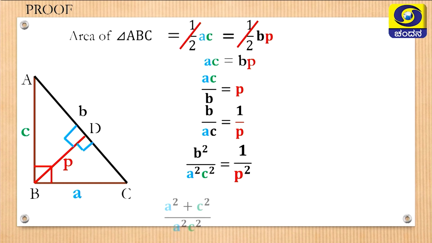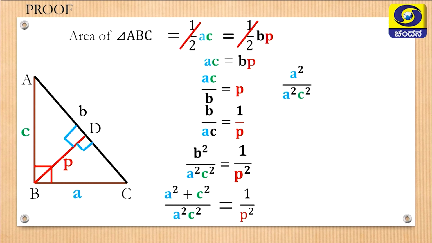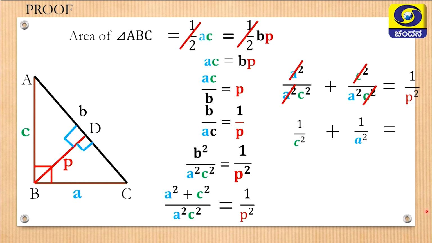So for b square, if you substitute with the help of Pythagoras theorem as a square plus c square, we get this. Now can you split it and write it like this? a square by a square c square plus c square by a square c square is equal to 1 over p square. So we can cancel a square in the numerator and denominator to get 1 over c square. Similarly, c square is getting cancelled. We got 1 over a square. Okay, so that is equal to 1 over p square.